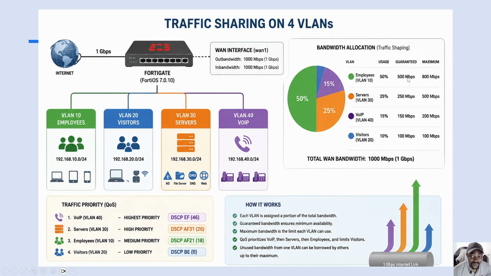the traffic generated by employees needs more than 500 megabytes, then if the other VLANs are not using their allocated or guaranteed bandwidth, that bandwidth can be used by the employee VLAN. But the employee VLAN should not go greater than 800 megabytes per second. So they will be limited to 800 megabytes per second. Same thing here on the other VLANs: you have the guaranteed bandwidth, and you have the maximum bandwidth. So this is for bandwidth allocation.